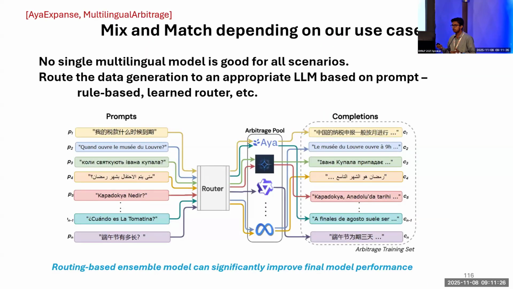Another method is you can mix and match depending on your use case. So no single multilingual model is good for all scenarios. Some may be good in one language, some may be better in some other task. So you can take a mix and match approach, and maybe let's say one model is better at Spanish and your router is taking your input, and maybe it selects the best model on Spanish, similarly for tasks. So your router typically is trained on a reward mechanism that allows your model to pick the right LLM for your use case.